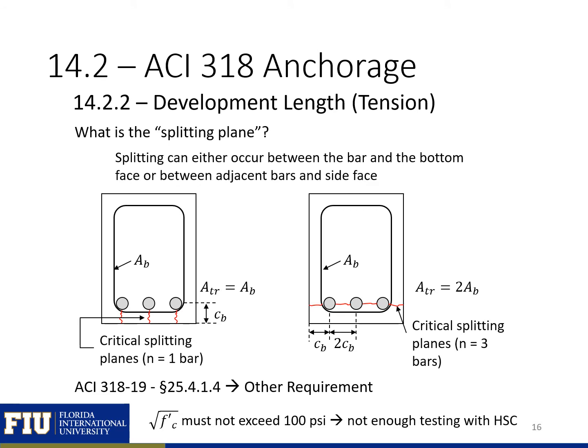When looking at the ATR and CB terms, we need to consider what splitting plane is going to control the failure of our development. We can either have a splitting failure that occurs between the bar and the bottom face of our beam, or we can have a failure that occurs across the level of the reinforcement from side face to side face.